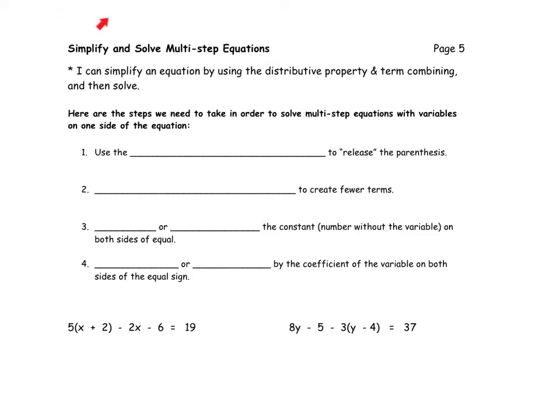This is lesson 3, and today's topic is simplify and solve multi-step equations, and this is on page 5. Our goal: I can simplify an equation by using the distributive property and term combining, and then solve. So here are the steps we need to take in order to solve a multi-step equation with variables on one side of the equation. The very first step we're going to take is to use the distributive property.